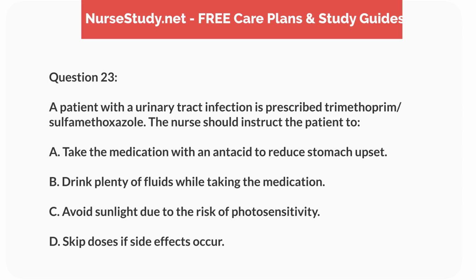Question 23. A patient with a urinary tract infection is prescribed trimethoprim/sulfamethoxazole. The nurse should instruct the patient to: A. Take the medication with an antacid to reduce stomach upset. B. Drink plenty of fluids while taking the medication. C. Avoid sunlight due to the risk of photosensitivity. D. Skip doses if side effects occur.